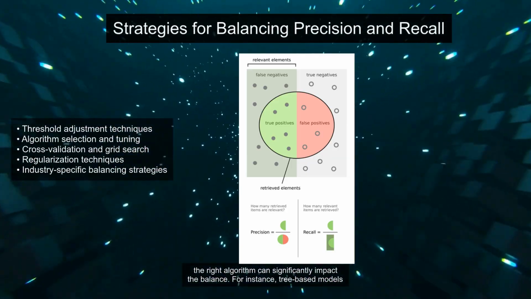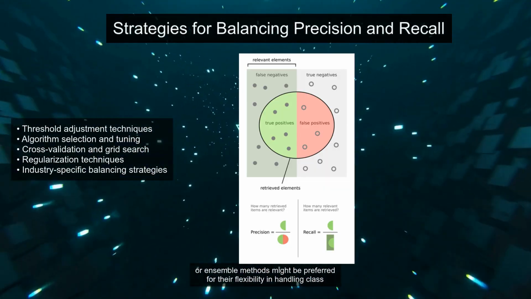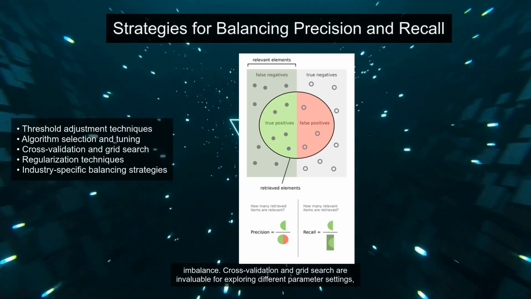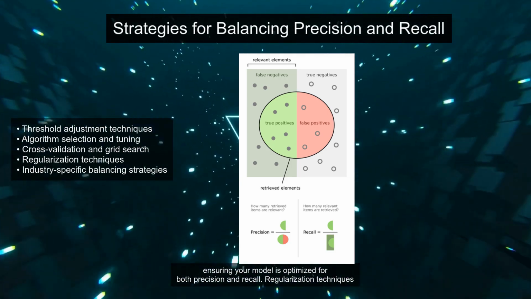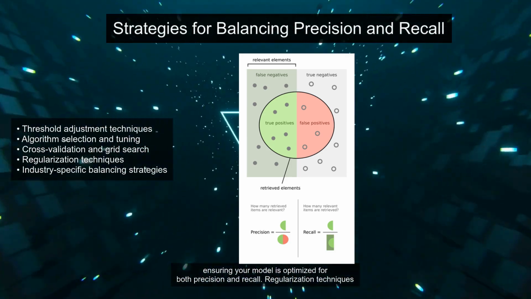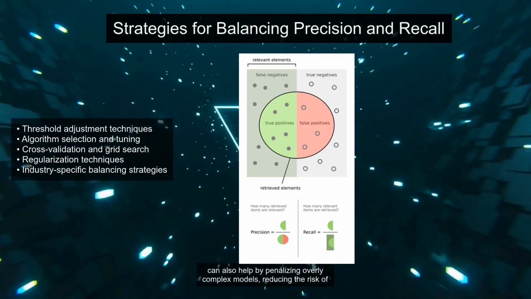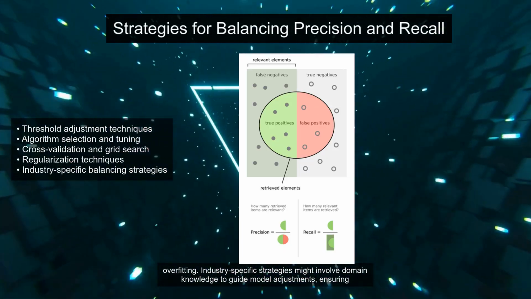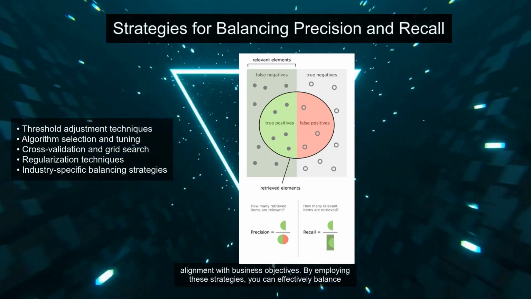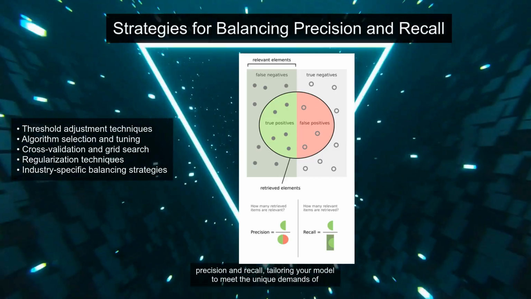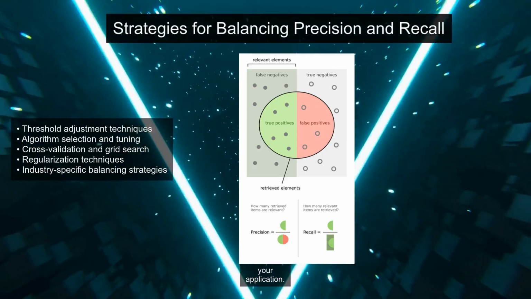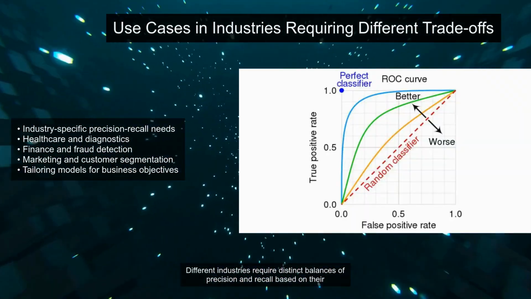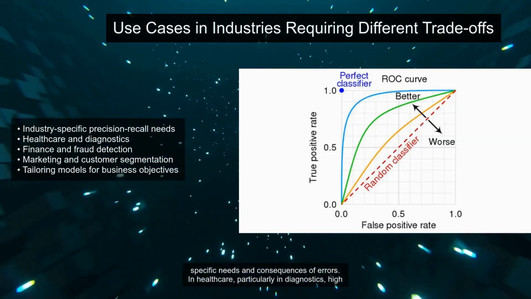Additionally, selecting and tuning the right algorithm can significantly impact the balance. For instance, tree-based models or ensemble methods might be preferred for their flexibility in handling class imbalance. Cross-validation and grid search are invaluable for exploring different parameter settings, ensuring your model is optimized for both precision and recall. Regularization techniques can also help by penalizing overly complex models, reducing the risk of overfitting. Industry-specific strategies might involve domain knowledge to guide model adjustments, ensuring alignment with business objectives. By employing these strategies, you can effectively balance precision and recall, tailoring your model to meet the unique demands of your application.